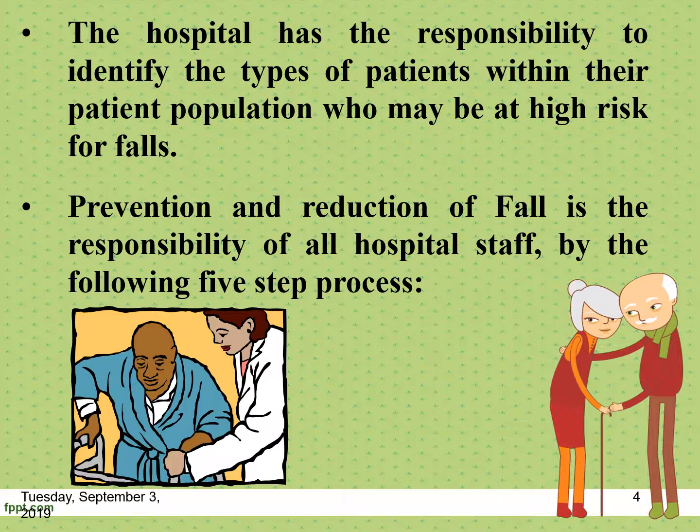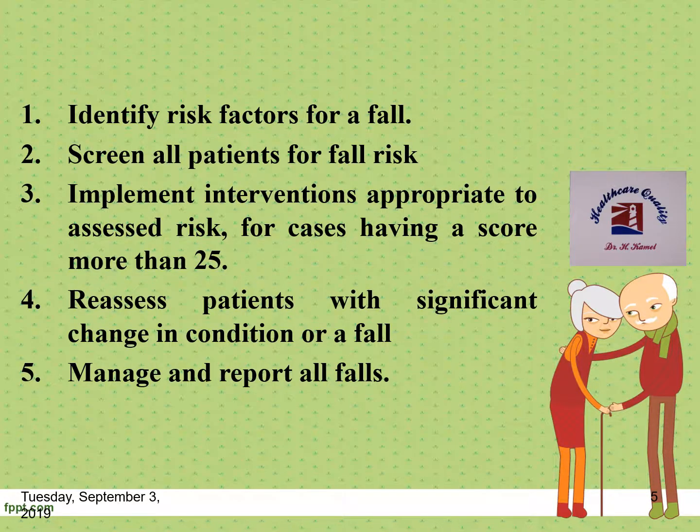Each hospital should identify types of patients who may be at high risk for falls and follow these 5 steps to prevent it. Identify risk factors for a fall. Screen all patients for fall risk. Implement interventions appropriate to assessed risk for cases having a score more than 25. Reassess patients for significant change in condition for a fall, and manage and report all falls.